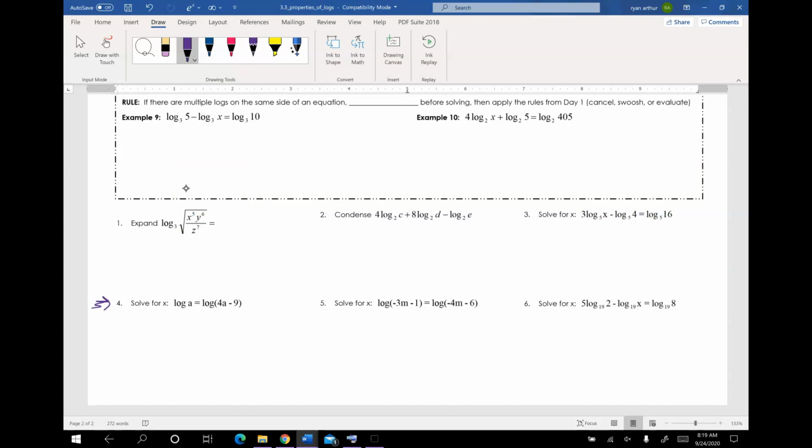Number 4. This has 2 logs in it, which is completely fine. Now, do you see how they're using a? You will have to change it to x when you go to Desmos. That's the only thing. If they give you a variable besides x, just change it to x, okay? So, again, left-hand side, line 1. Right-hand side, line 2. All right, let's go.